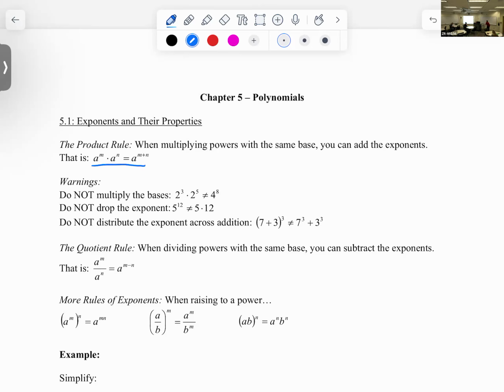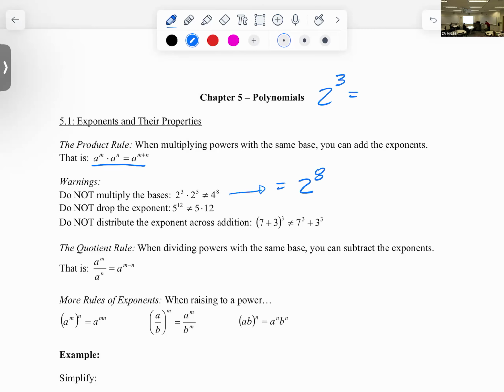The main rule, when you have the same base, that's the big number, and you're multiplying that by the same base raised to some exponent, you can add the exponents. That is by far the biggest rule that we investigate. When you do this, you need to be careful not to multiply the bases. So 2 to the 3 times 2 to the 5 is not 4 to the 8, that actually equals 2 to the 8.